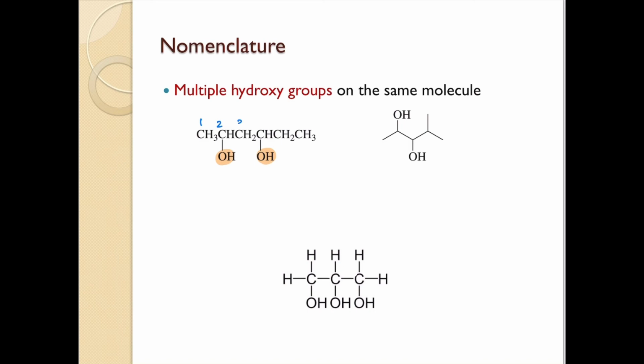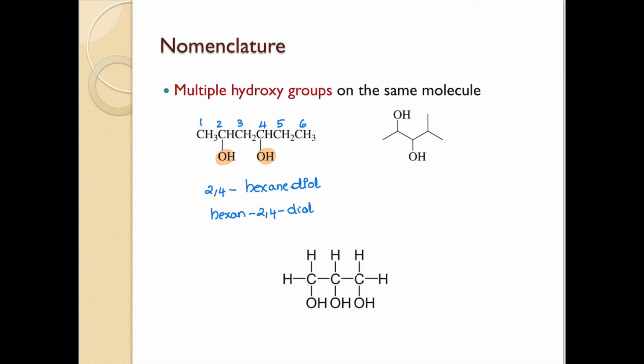So 1, 2, 3, 4, 5, 6. This has been derived from hexane. So it's going to be hexane. And remember, you have 2 hydroxy groups, and therefore it should be written as diol. And where are these hydroxy groups present? They're present on the 2nd and the 4th position. So it's going to be 2,4-hexanediol. Or you can also write this as hexane-2,4-diol. Either way, it should be right. You can put the numbers in between hexane and diol.